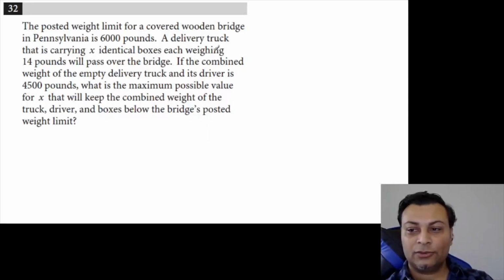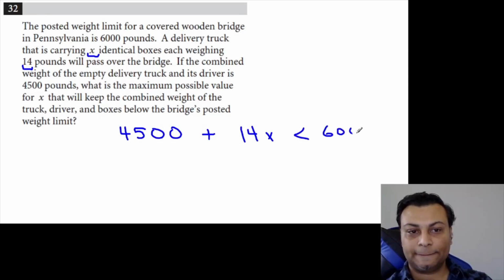The truck plus driver is already 4,500 pounds. And then after that, he's got x identical boxes, each weighing 14 pounds. So that's another 14 times x. And he wants to stay below the 6,000. So we subtract 4,500 from both sides. You get 14x less than.